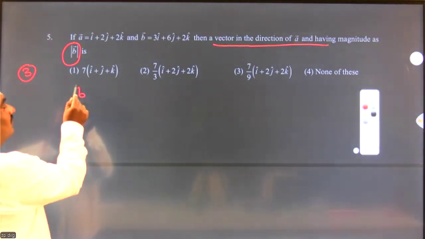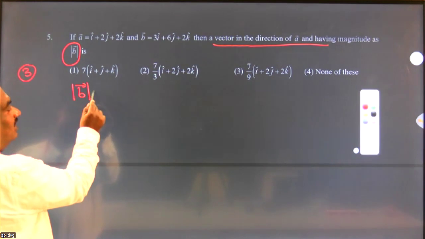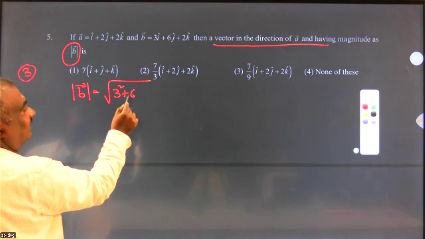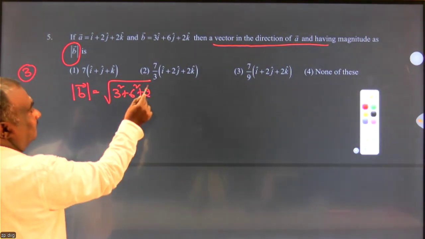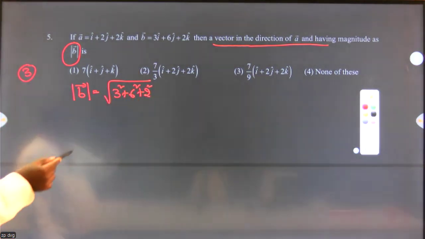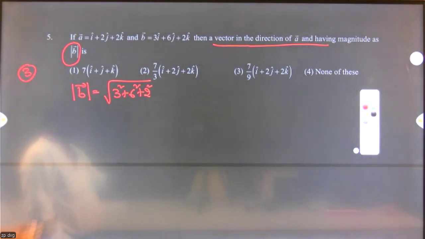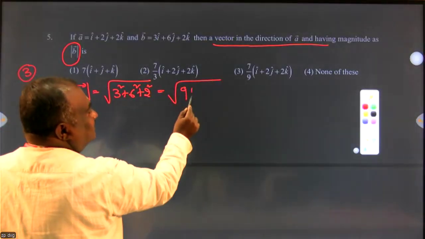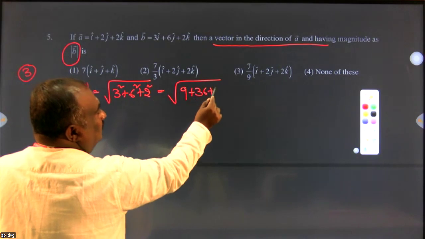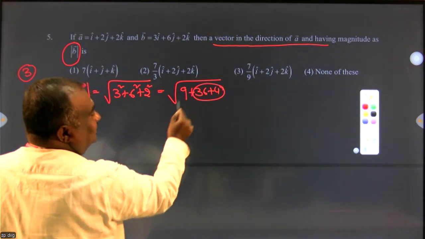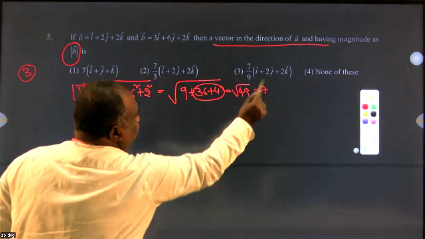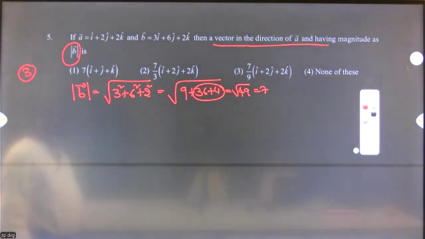Now, modulus of B bar, what you are getting? Observe there. Modulus of B bar is equal to root of 3 square plus 6 square plus 2 square. These problems, observe there, are given for our convenience. Very simple numbers are given. 6, 3, 2 means ultimately what you are getting? 7 you are going to get. Why? Because this is 9 plus 36 plus 4. 4 plus 36, 40 plus 9, 49. Root of 49, nothing but 7. Perfect square this is.